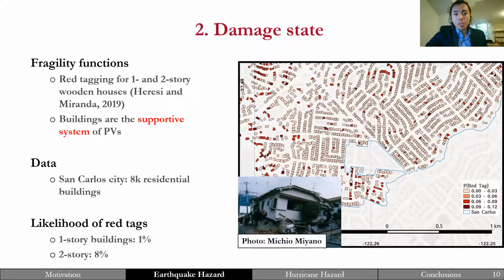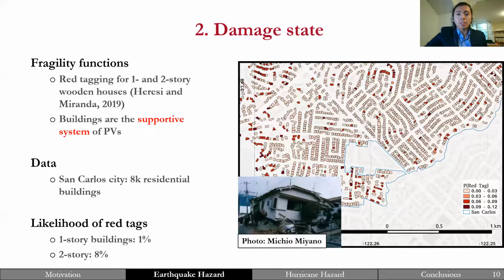As I said, we collected data for San Carlos City, and that's close to 8,000 residential buildings. Out of our analysis for this earthquake scenario, we saw that two-story buildings have a higher probability of collapse than one-story buildings, 8% versus 1% for this scenario, as a result of the larger vulnerability that Professor Iresi and Miranda showed for two-story residential houses.